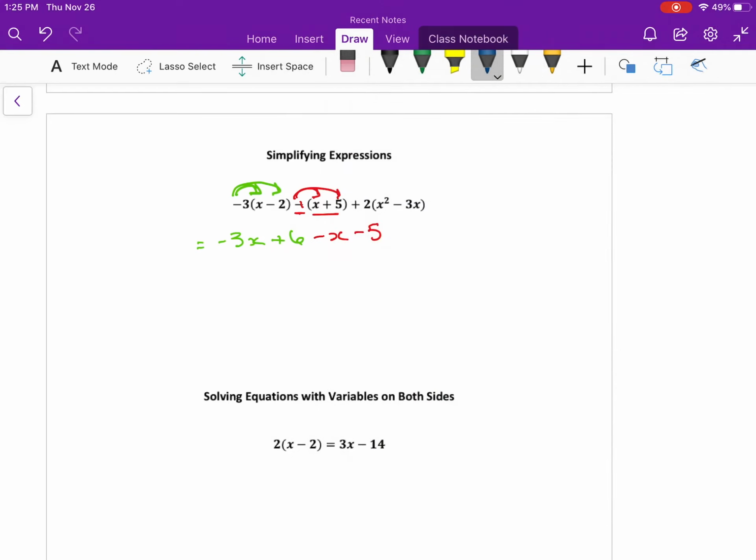And then this last term we have 2 times x squared and 2 times negative 3x. Sorry, 2 times negative 3x would be negative 6x. Sorry, guys.